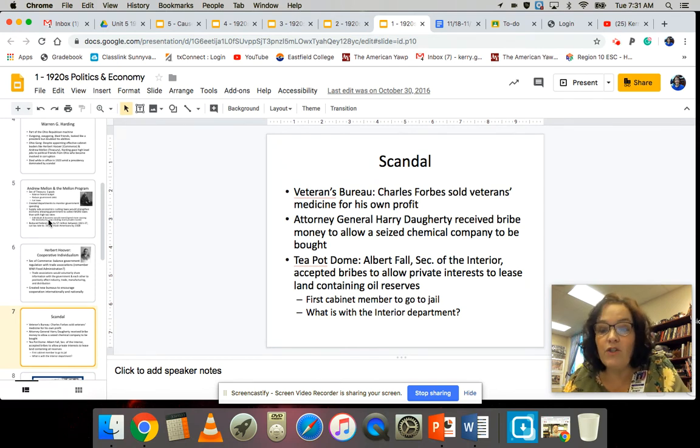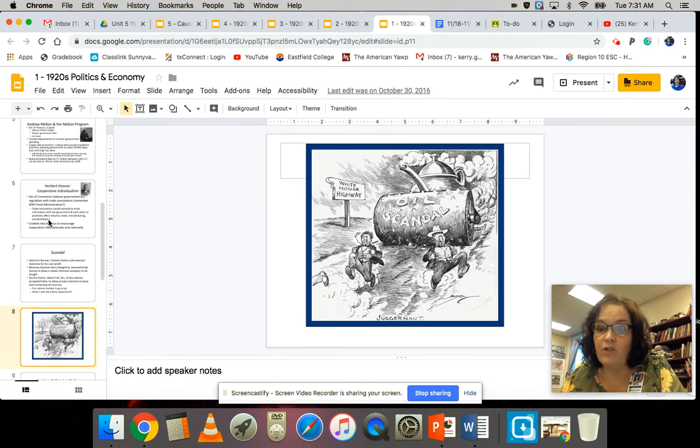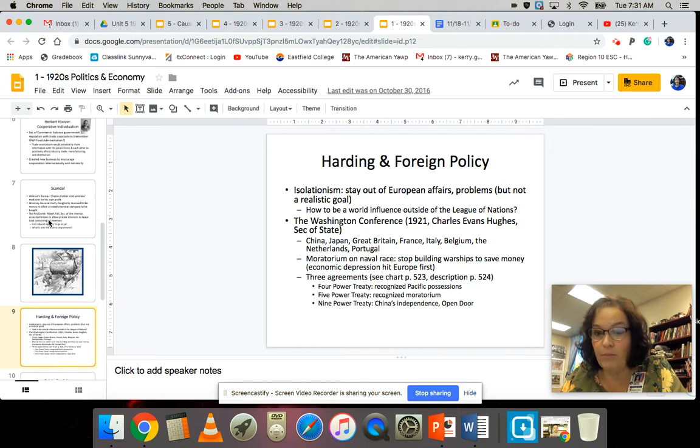The big one that you need to know for the state of Texas is the Teapot Dome scandal, where essentially the Secretary of the Interior accepted bribes to let people drill on the national oil reserves, and he will actually spend a few months in jail. So you want to be familiar with the Teapot Dome scandal, and that it has to do with bribery and oil. Foreign policy wise, the big thing you need to know is isolation.